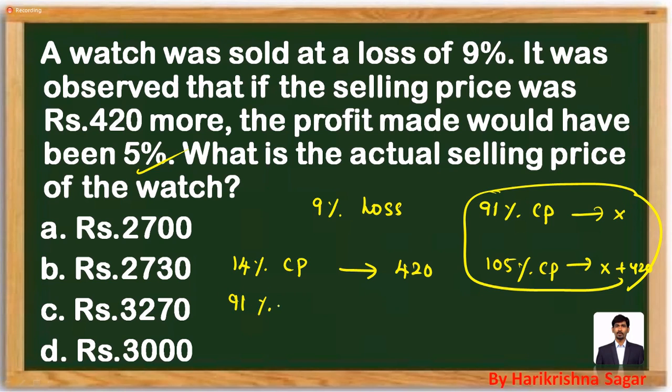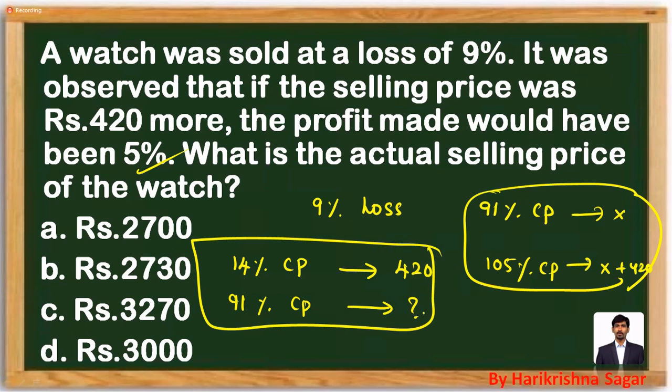Actually, he is selling the article at 91% of the cost price. What is 91% of the cost price is the question. You can mark the answer: 91 by 14 into 420. 14 ones are 14, 14 threes are 42, 9 into 3 is 27 and 3 ones are 3, so 2730, available as option B. You can mark it as the answer choice.